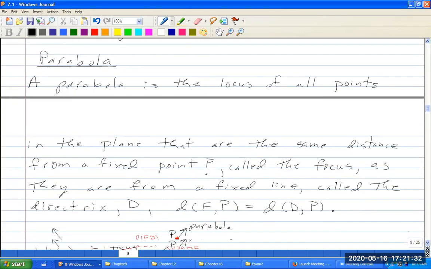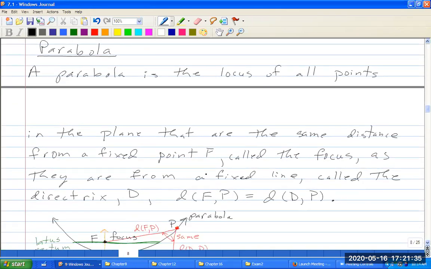Let's look at a parabola. A parabola is the locus of all points in the plane that are the same distance from a fixed point F called the focus, and the same distance from a fixed line called the directrix, which I'll denote by d. So the distance from your focus to some point P is the same as the distance from the point P to the directrix.